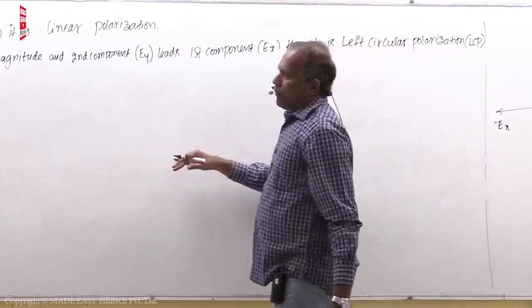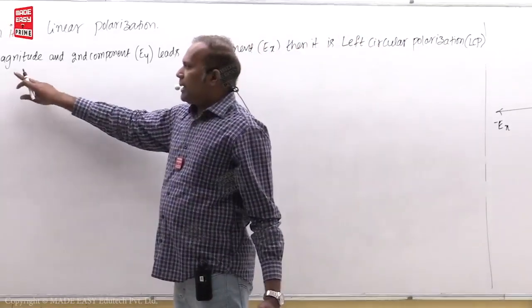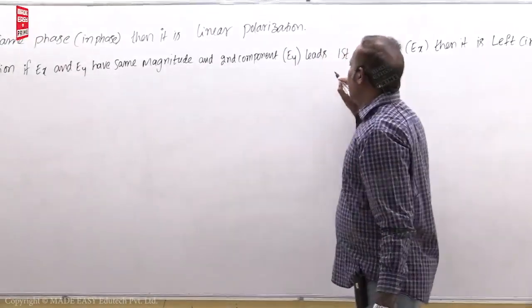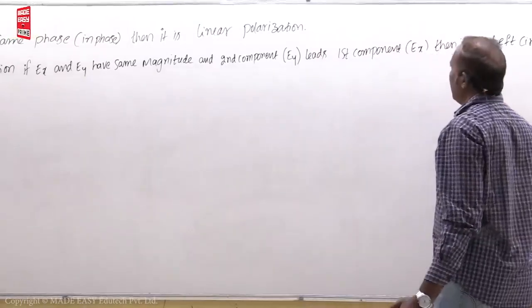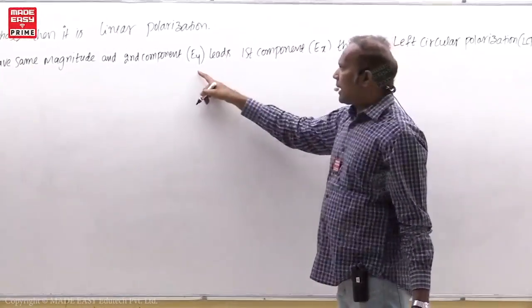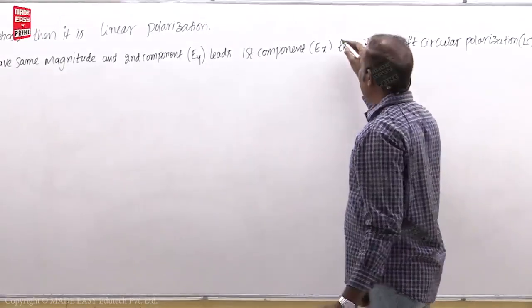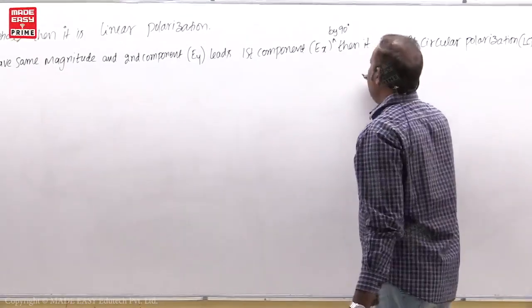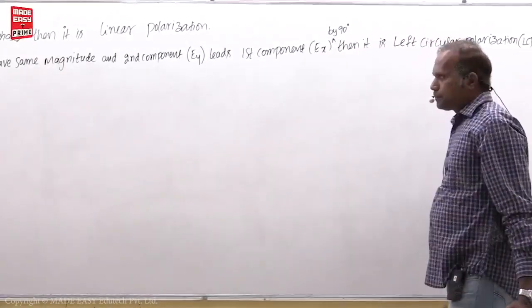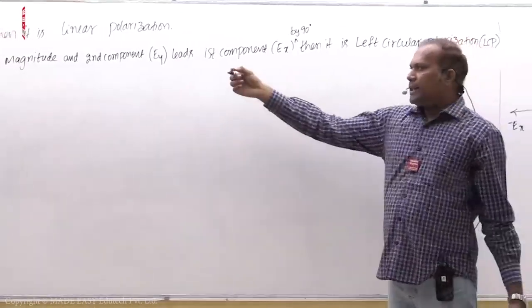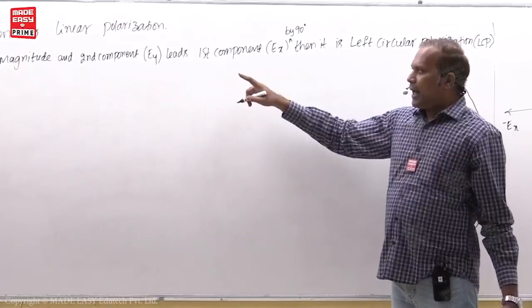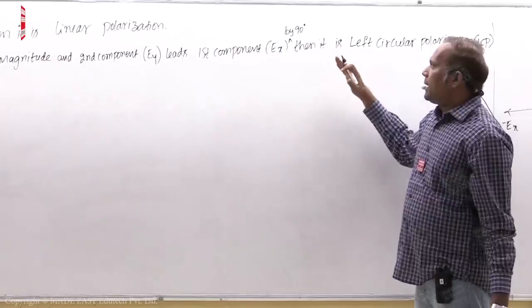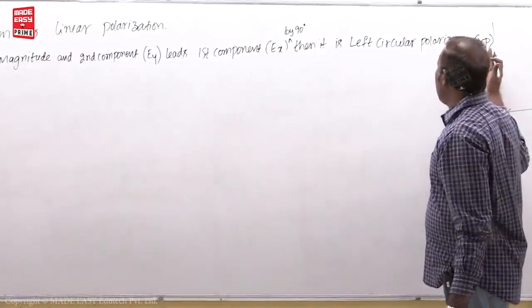Circular polarization for a wave traveling in the plus z direction: Ex and Ey should have the same magnitude, and the second component and first component should differ by 90 degrees. Here I have not written 90, I will write it. If the second component leads the first component Ex by 90 degrees, it is very important, then it is left circular polarization, LCP. So if the wave is traveling in the z direction, Ex and Ey have the same magnitude, and the second component leads the first component by 90 degrees, then it is left circular polarization.